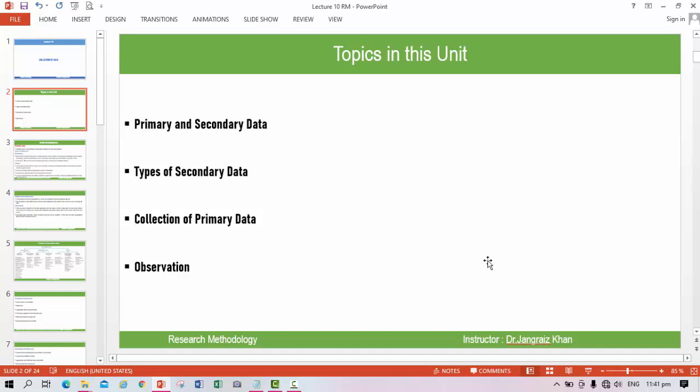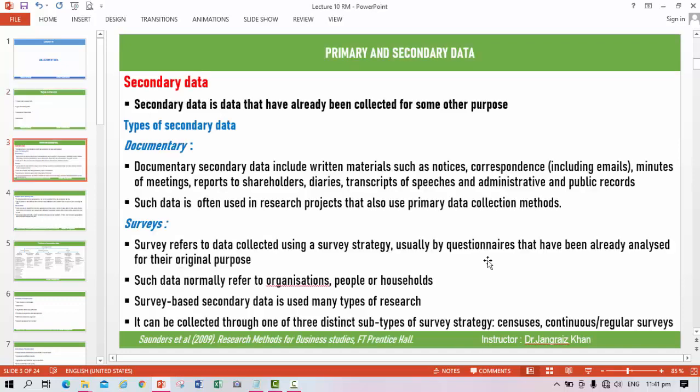So the first topic of today's lecture would be the primary and secondary data. Then we will discuss the types of secondary data, collection of primary data, and out of the methods of collection of the primary data, the observation and the interview. The first topic of today's lecture is the primary and secondary data.